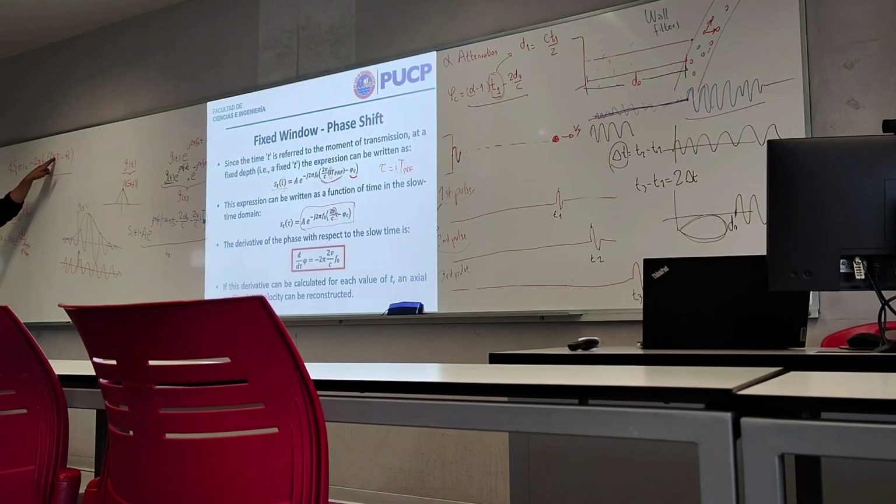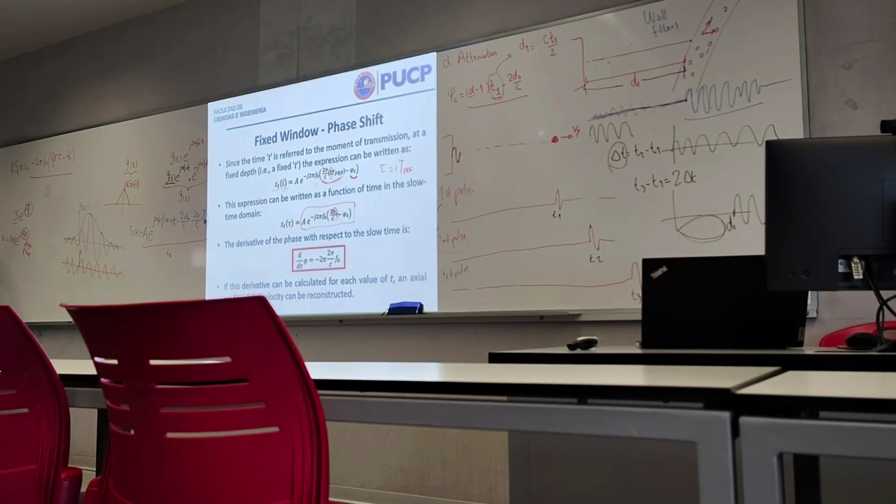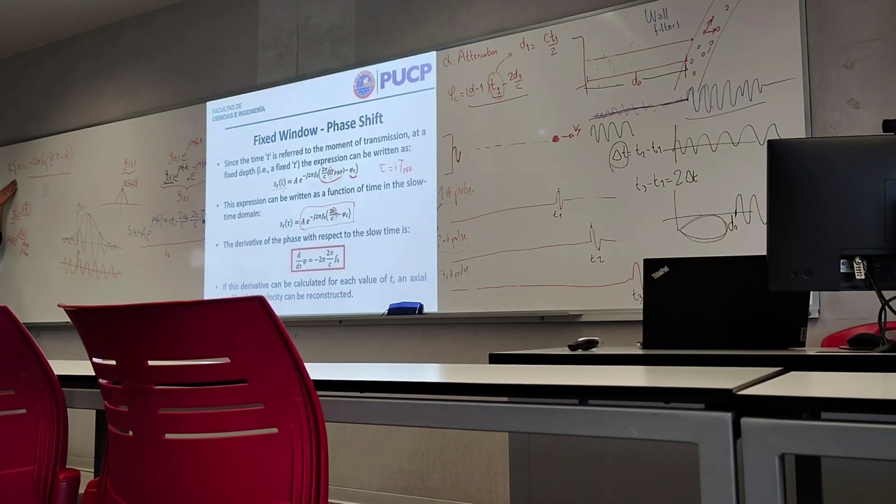What can we do to calculate V? What can we do to calculate V? We can derive this, with the notation phi. So we will derive phi with respect to tau. We are looking at the slow time signal, and we derive with respect to the variable of the slow time signal. And how much would that be? In tau, this is constant, right? So the derivative of that is just 0. So only focus on this part. It would be minus 2 pi f0 multiplied by 2v over c.